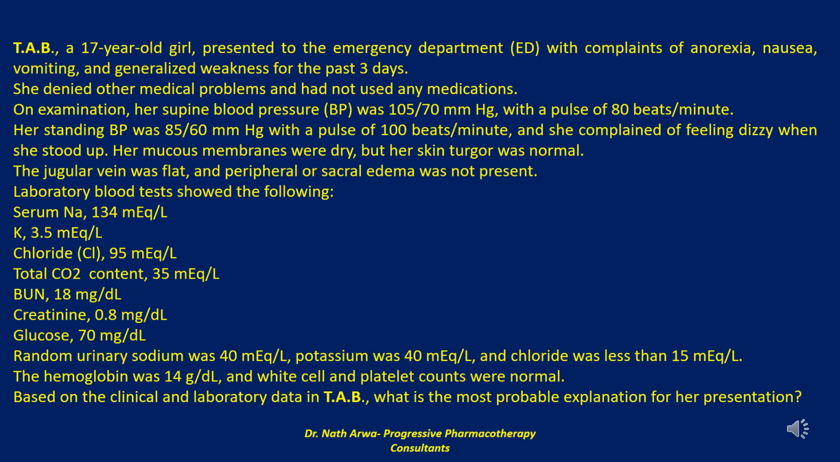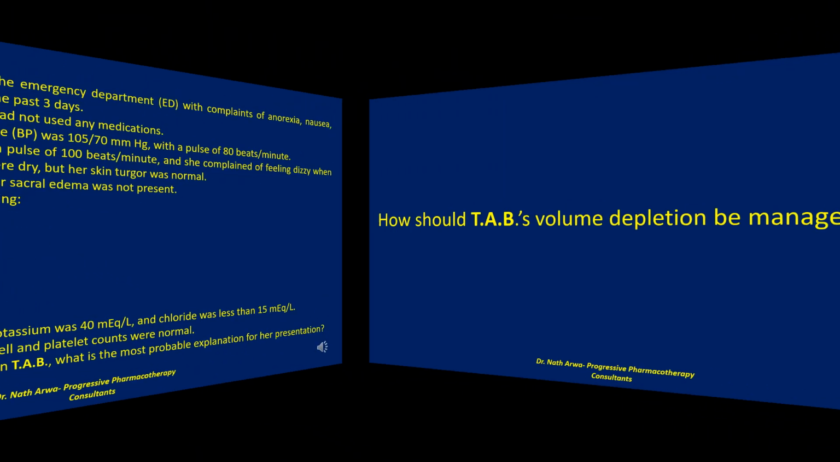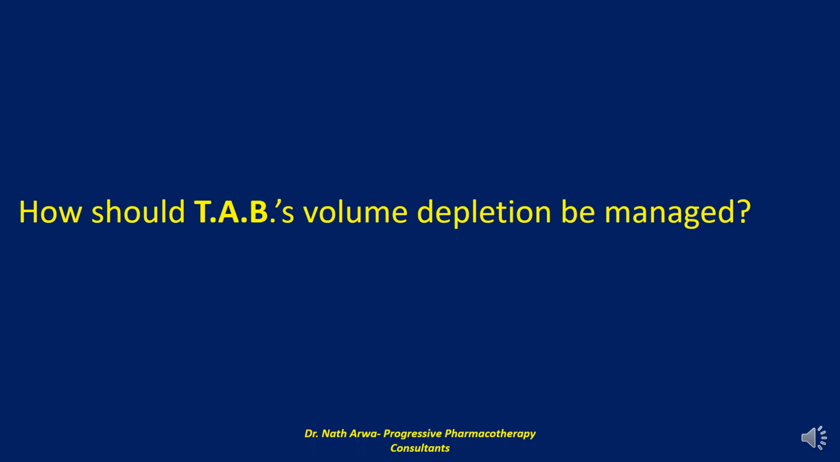However, in patients using diuretics, in those undergoing osmotic diuresis, and in those with underlying renal disease or hypoaldosteronism, even in the face of volume depletion. Physical examination should therefore be conducted as part of the volume status assessment. TAB's volume depletion increased the concentration of red blood cells, which could explain her slightly elevated hemoglobin concentration of 14 grams per deciliter. The next question reads, How should TAB's volume depletion be managed?